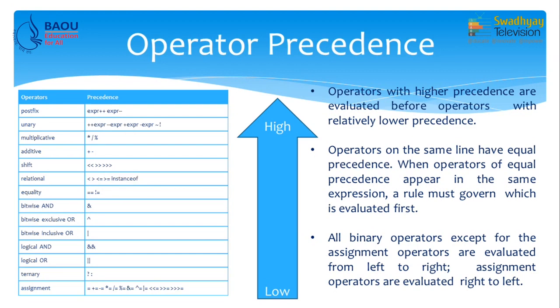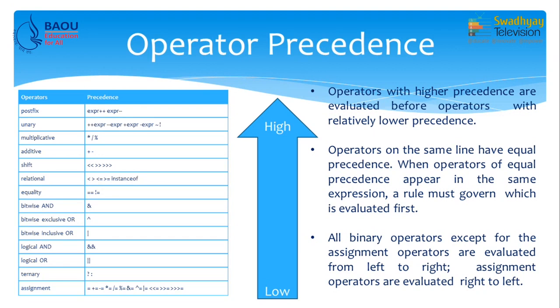So, if an expression uses multiple operators, the operators listed on top of the table will be evaluated first, and the operators at the bottom will be evaluated later on, and it follows this hierarchy. So, low on the table represents low priority and top of the table represents high priority. As I mentioned earlier, operators with higher precedence are evaluated before operators with relatively lower precedence, and operators on the same line have equal precedence.